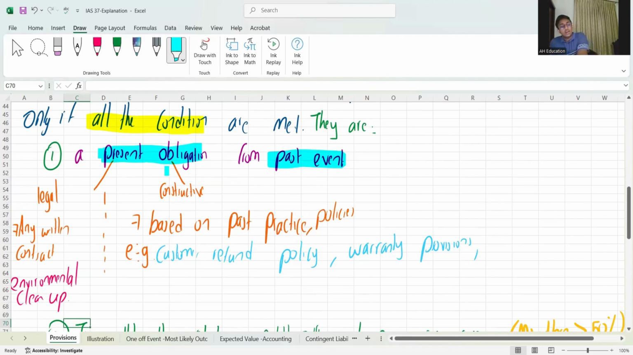Okay. A provision can arise in two different ways. One is through legal obligation, one is through constructive obligation. Okay. What I mean by legal is, see, provision for income taxes. It is a legal obligation. Legal obligation means it has been determined by your law. You cannot evade it or avoid it. You have to pay your income taxes. Okay, that is one legal obligation.